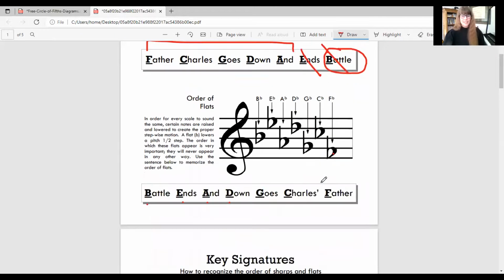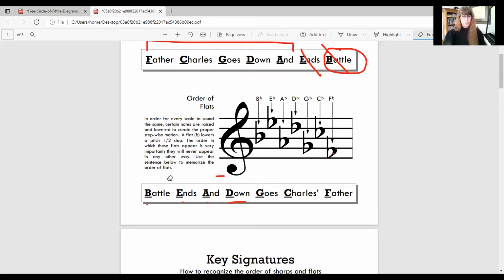Okay, let's look at the flats now. Flats are a little bit different. Let's say I need to find the key signature for A flat major. So using the sentence backwards, I go up to my A. And in this case, I'm going to add one more. So A flat major has four flats: B, E, A, and D flat.